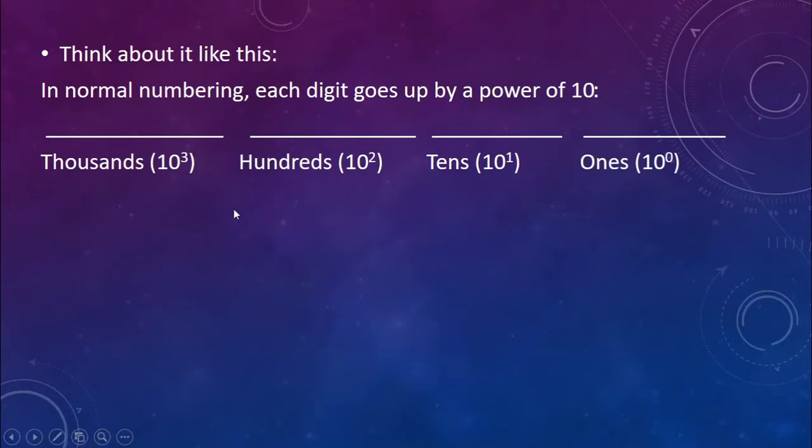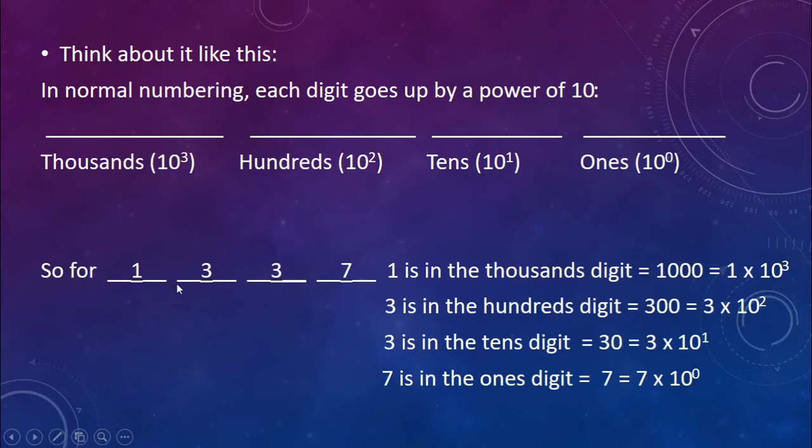So think about it like this. In normal numbering, and sorry this isn't lined up that great, but in normal numbering, each digit goes up by a power of 10. So the first digit is ones, then you've got the tens digit, you've got the hundreds digit, and you've got the thousands digit. So for example, if you have the number 1,337, the 1 is in the thousands digit, this 3 is in the hundreds digit, this 3 is in the tens digit, and the 7 is in the ones digit. So each digit goes up by a power of 10.